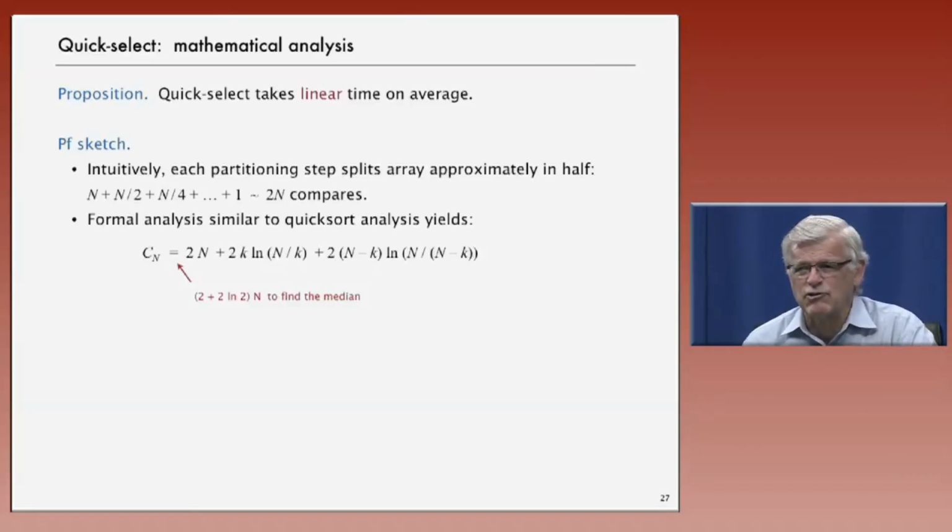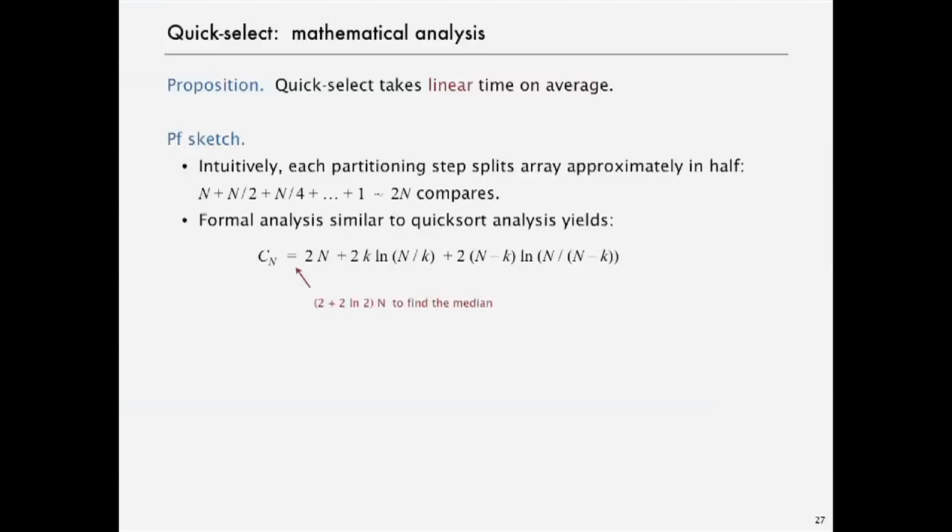It actually doesn't cut it in half exactly each time, only on average. So you need a fuller analysis like the one we did for QuickSort. And the bottom line of that analysis gives the number of comparisons required as a function of n and of k in terms of this formula here. And if you plug in k equals n over 2, you get the result that the number of compares required to find the median, and that's the highest value this formula can take, is 2 plus 2 natural log of 2. So linear time to find the kth largest for any value of k.